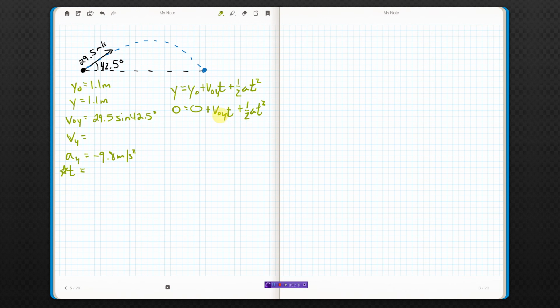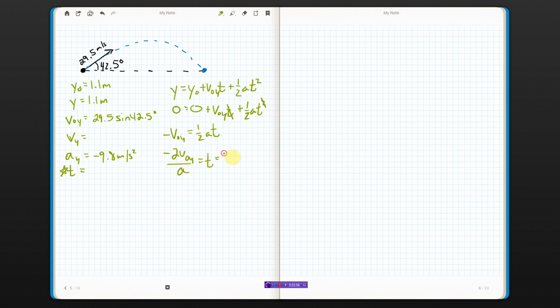So what I have here is I've got a t in both remaining terms, so I can pull a t out and factor it out, and that gives me one solution that t equals 0. That makes sense. That is the time at which it was on the ground at the beginning. But I want to know the rest of it. So when I factor a t out, that still equals 0. And I solve that for t, what I end up with is negative v naught y equals 1/2 a t. Multiply both sides by 2, divide by a, and I get this.